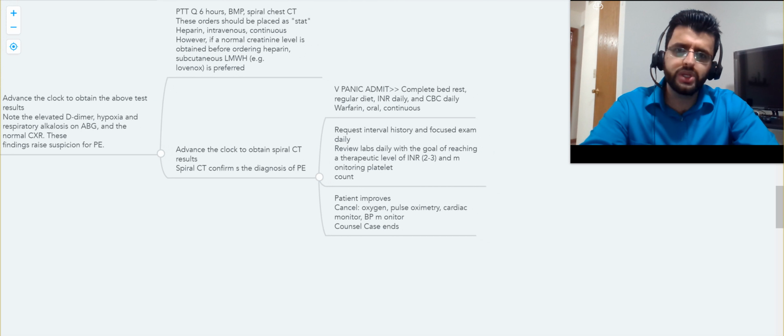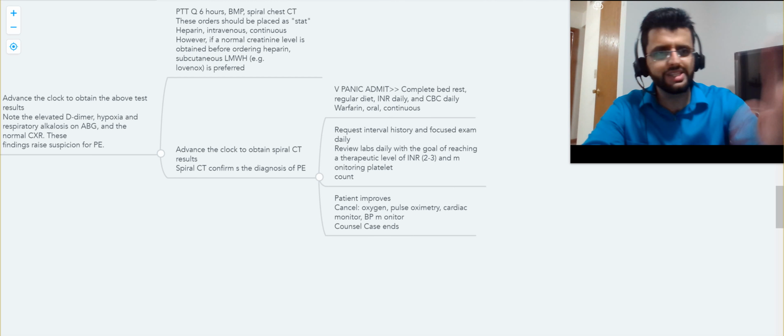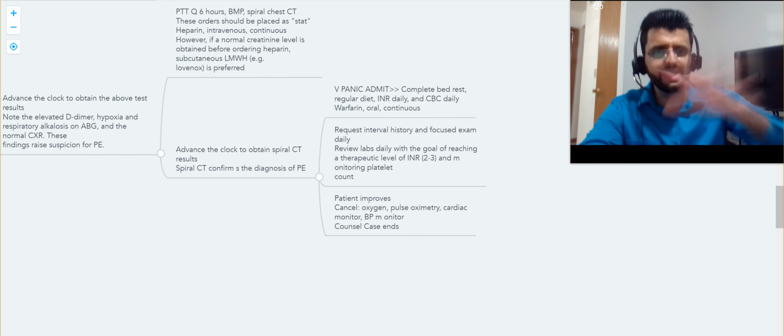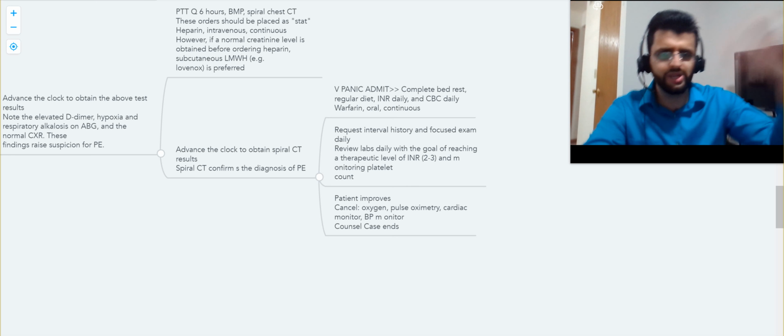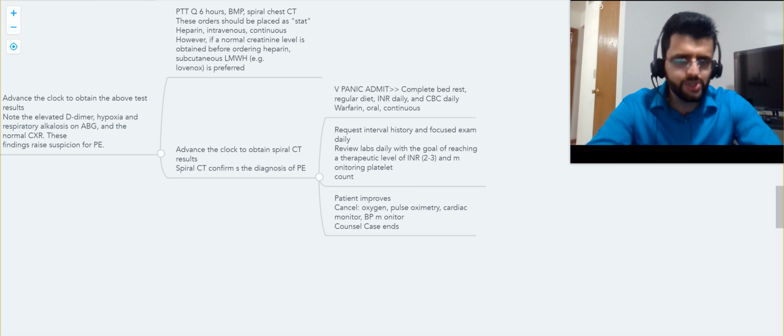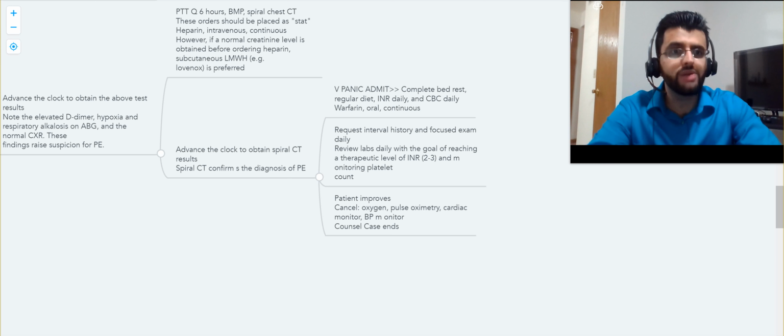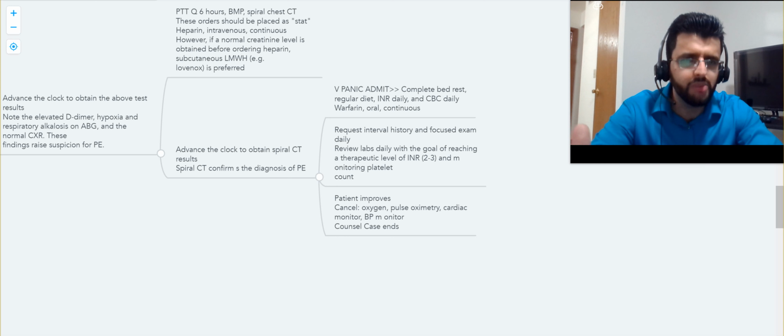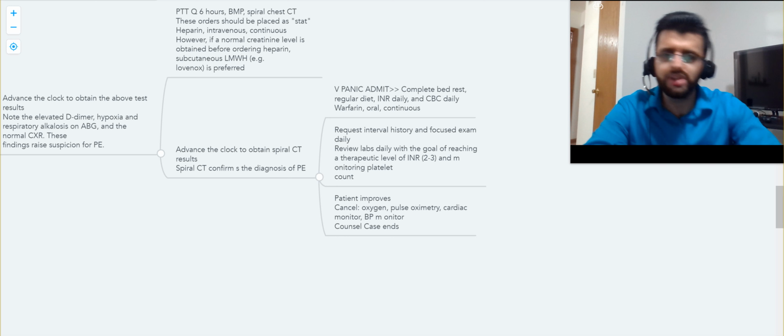So you do complete bed rest, regular diet, INR daily. This is easy. You just put INR Q day. That's it, you're done. CBC Q day. That's it. The software will take care of it, so you don't have to do it all the time. After you admit, what do you give? You give oral warfarin because you don't want to keep him on heparin. So you start on warfarin.